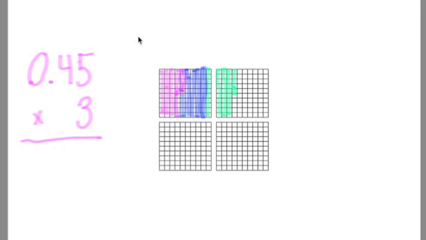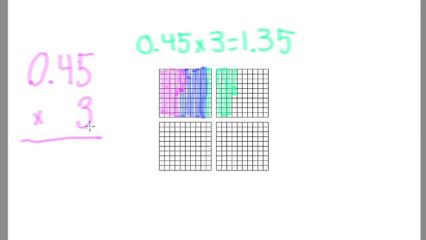So I know that 45 hundredths times 3 equals 1 and 35 hundredths. And we can see that just looking at this model. Now I want to show you another way to do it, because this way is just easier than having to have your hundredths grids every time you're trying to figure out these problems.